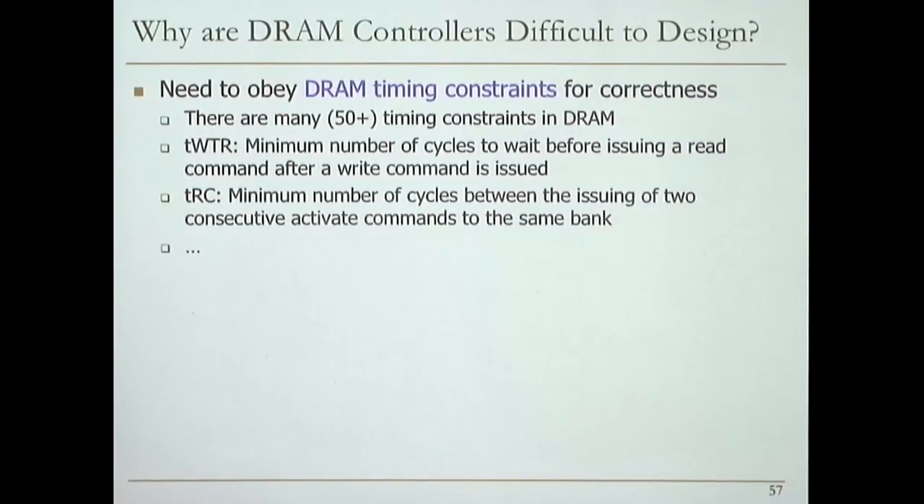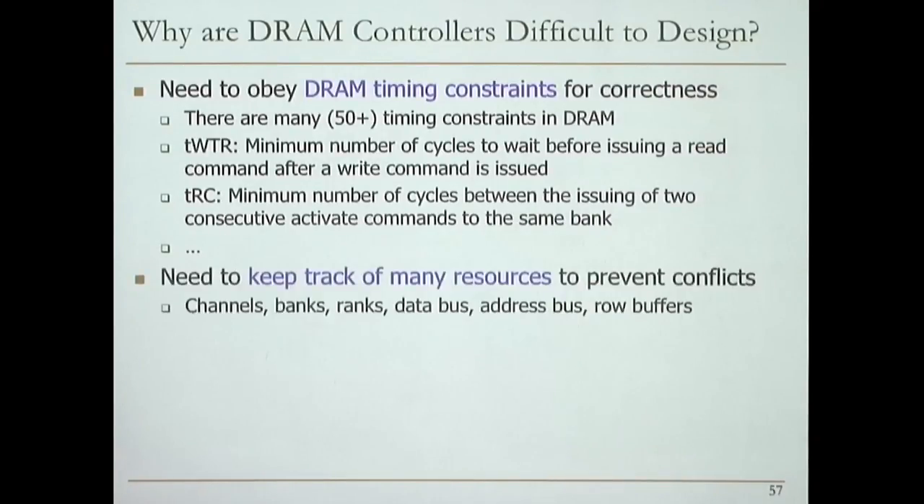There are many timing constraints in DRAM, more than 50, actually more than 100 in some cases. Another example is write-to-read latency, the minimum number of cycles to wait before issuing a read command after a write command is issued to the entire rank. tRC is the minimum number of cycles between the issuing of 2 consecutive activate commands to the same bank. This is the latency parameter that's used to evaluate the latency of most DRAMs. If you have bank conflicts, you're really bound by this tRC latency, two different activate commands to the bank. That's the fastest you can activate different rows in DRAM. And there are many others, some of which we are going to see.